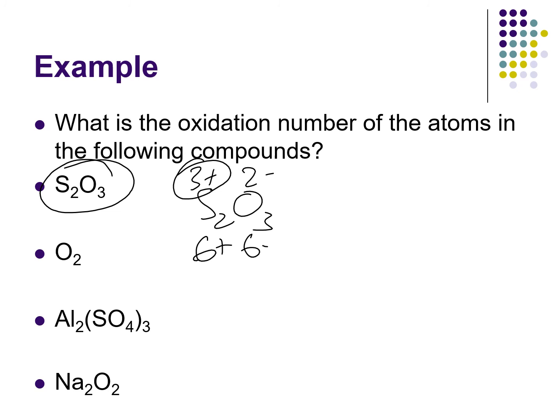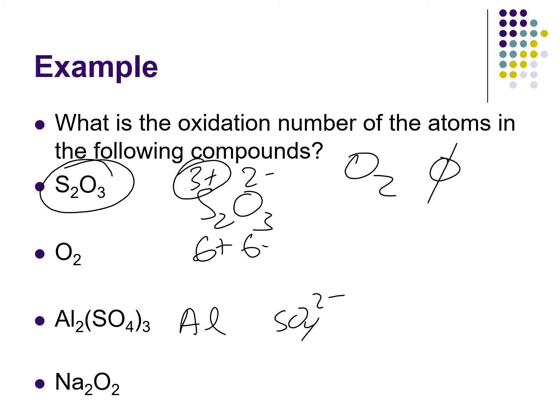Okay, let's look at oxygen, O2. Well, that's an element. Pure element, so therefore its oxidation number is 0. Let's look at this aluminum sulfate. Now it's almost easier to view this as aluminum and as sulfate.